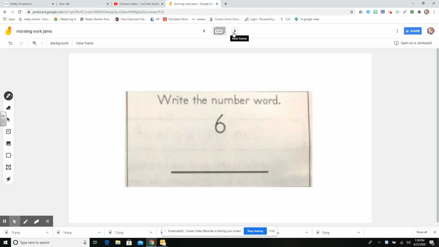This box says write the number word. Well, first graders, before we can write the number word, we have to know what number it is. What number is that? Yes, you're right, it's 6. Oh, I want you to listen to how I say that word. S-I-X. So I need to write out letters that make those sounds. S-I-X. 6.